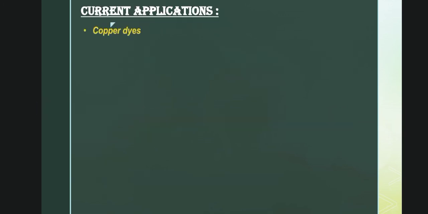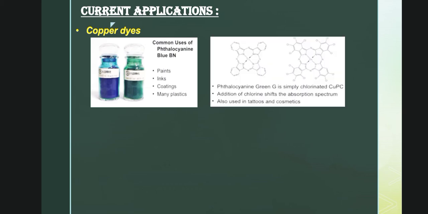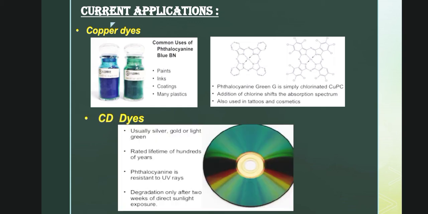Current applications. Firstly, copper dyes. Phthalocyanine blue BN is used in paints, inks, coatings, and many plastics. Phthalocyanine green is simply chlorinated CuPc, also used in tattoos and cosmetics. Second, CD dyes, usually silver, gold, or light green in color, with a rated lifetime of hundreds of years. Phthalocyanine is resistant to UV rays, with degradation only after 2 weeks of direct sunlight exposure.